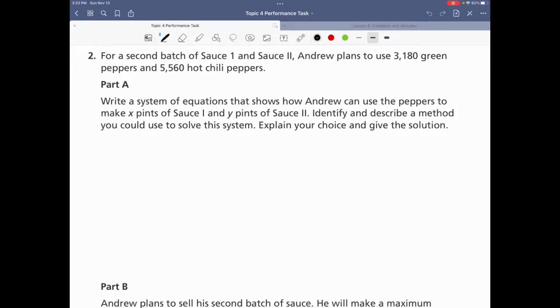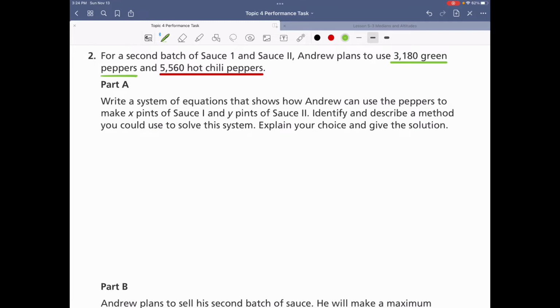So let's talk about problem 2 that we're going to put onto our posters. Problem 2 says for a second batch of sauce 1 and sauce 2, Andrew plans to use 3,180 green peppers and 5,560 hot chili peppers. So for your problem right now, you want to be changing the amount of supplies that you're buying. So you're going to change how much of each supply you're going to buy, and that's going to change your setup here.